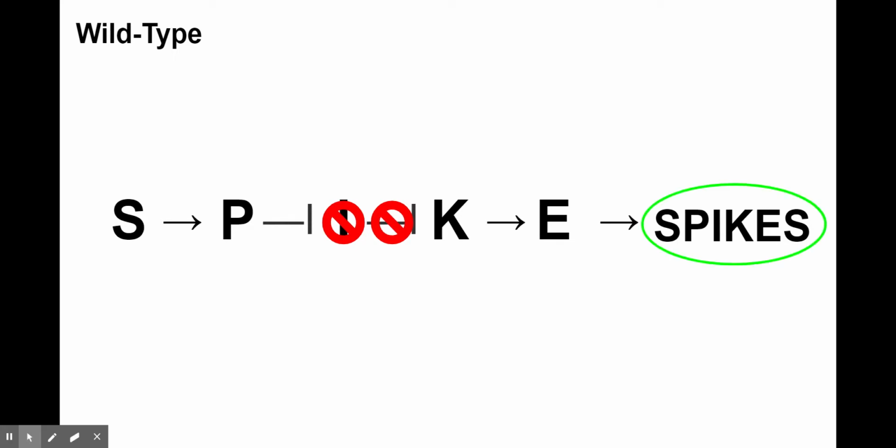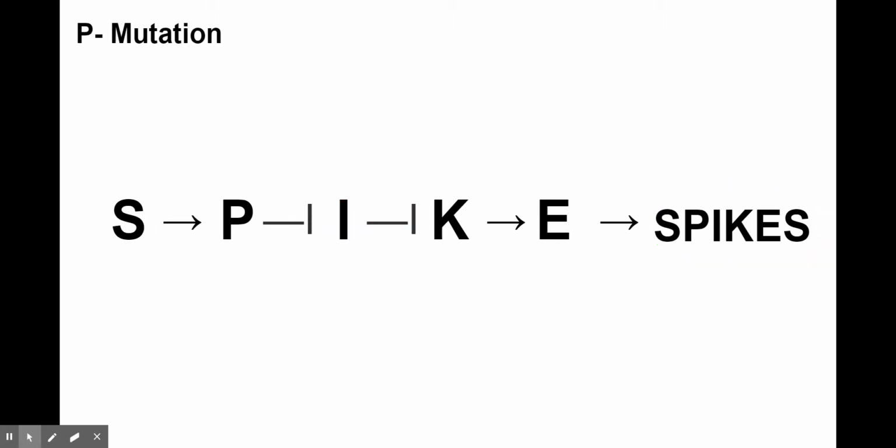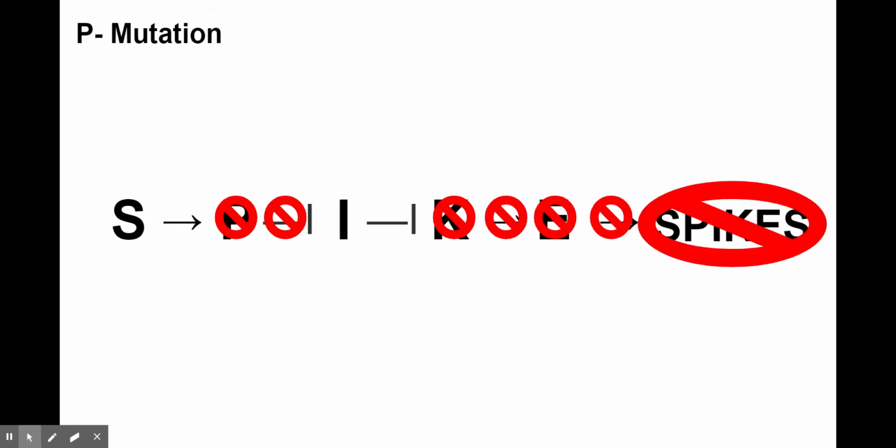Let's look at a few mutations of this network. In this mutation, we have P-, which means P is not functional. Because P is not functional, it will not repress I. This means I is able to function to repress K. With K repressed, E cannot be promoted, which means spikes cannot be promoted, so we will not produce spikes.